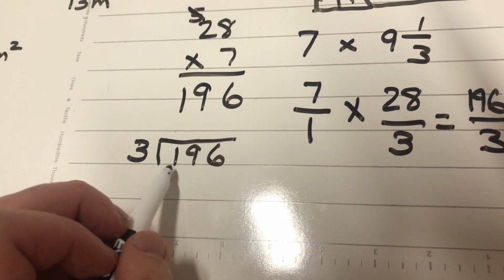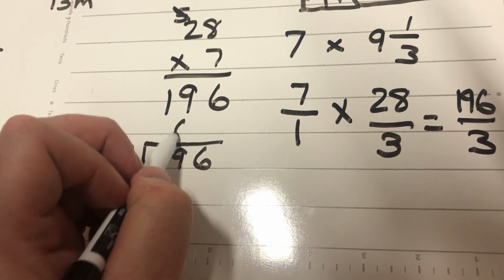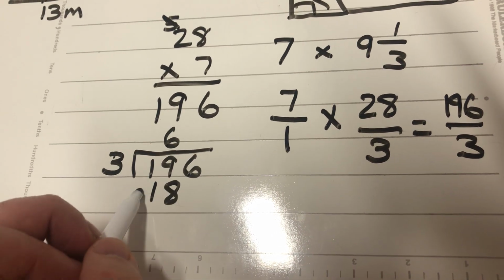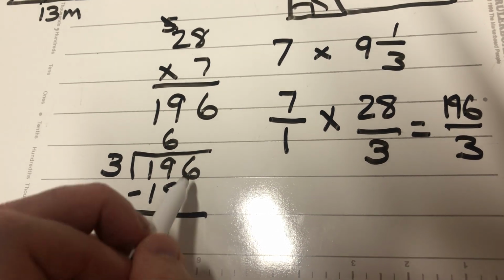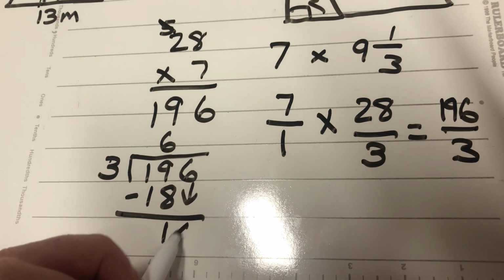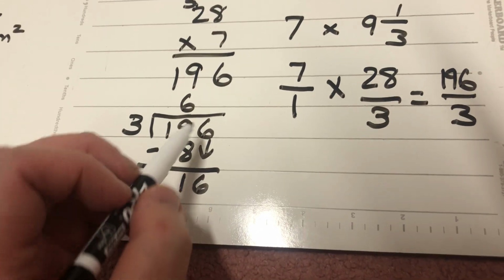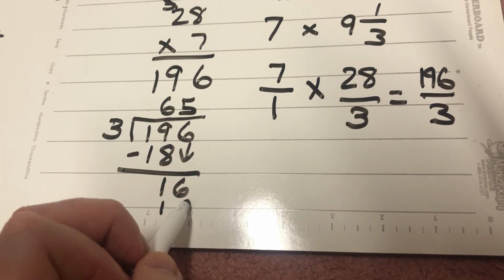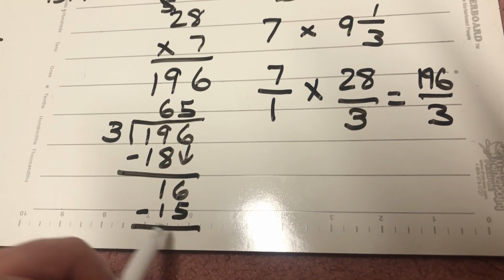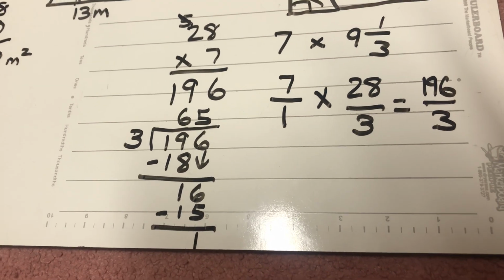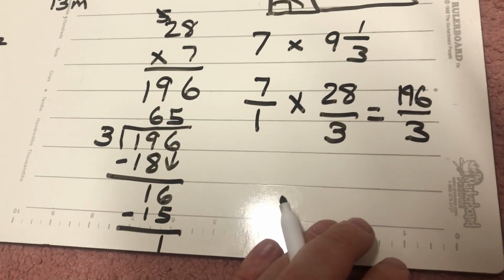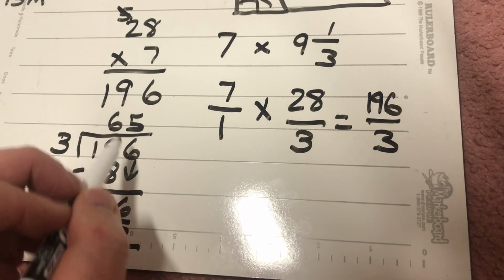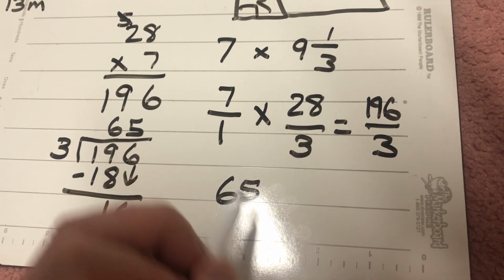Well, 3 cannot go into 1, but I think it can go into 19 6 times. 6 times 3 is 18. 19 minus 18 is 1. Drop the 6. 3 can go into 16 5 times. 5 times 3 is 15. 16 minus 15 is 1. I have 1 left over, so I find that 3 can go into 196 65 times.